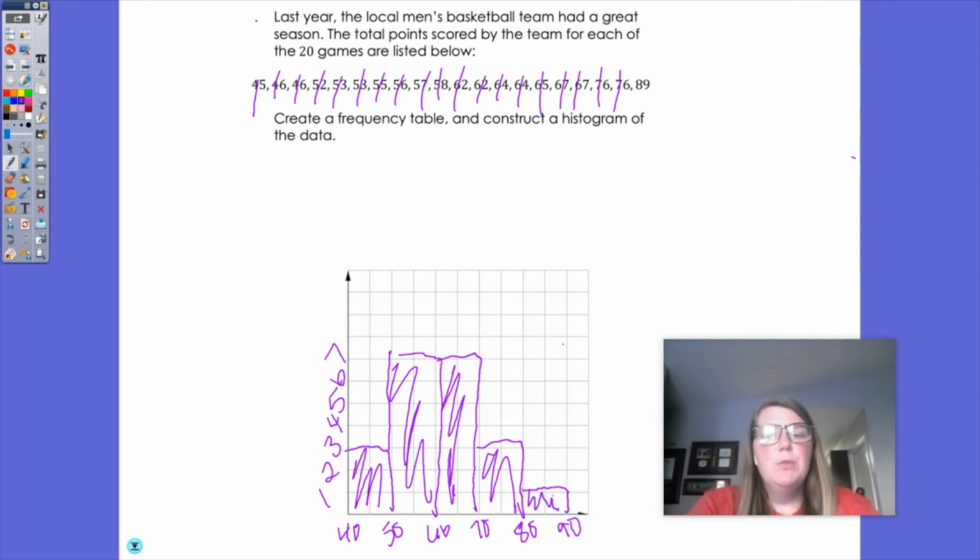All right, so this would be how you would do a histogram. Again, it's better for continuous data or data that has a lot of data points.